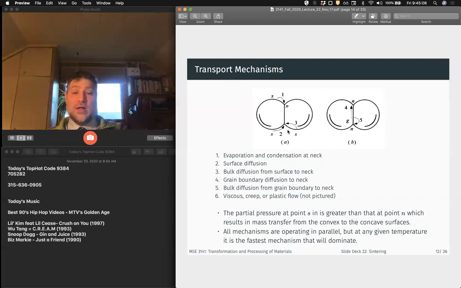So we have bulk diffusion. We take atoms from the surface, but instead of them diffusing along the surface, we diffuse through the bulk to the neck, the region where two particles meet. We can also have grain boundary diffusion from the particle interiors to the neck. And then we can have bulk diffusion from the grain boundary to the neck. And then we also have viscous flow, creep, or deformation plasticity, which are not shown.